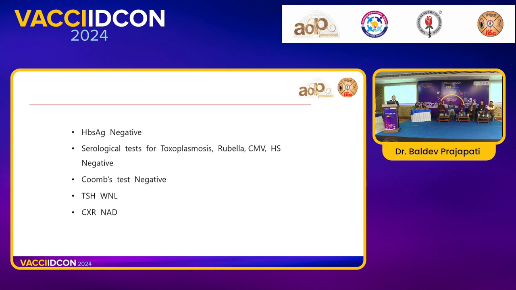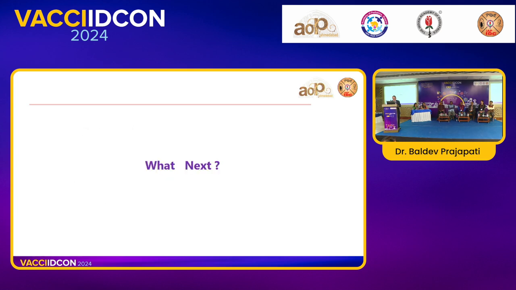Here, what investigations were done? HBsAg was negative. Serological tests for all the TORCH were negative. Thyroid normal. Chest X-ray was normal. And actually, we were not clear what we should do with these investigations.